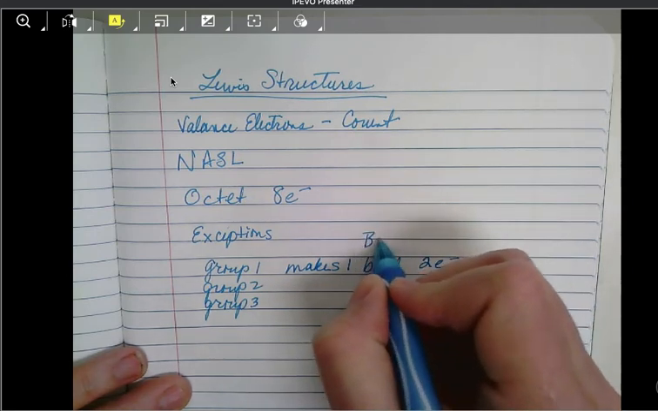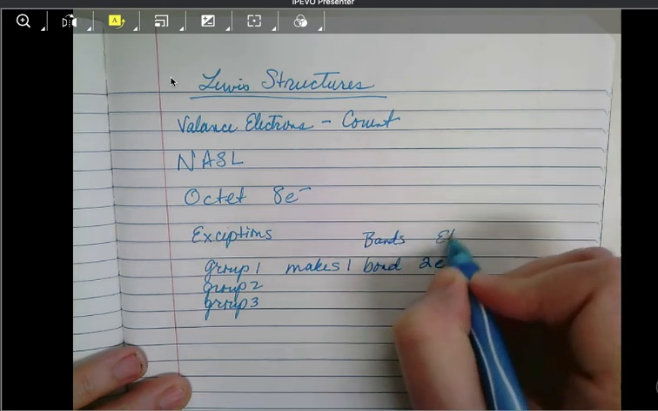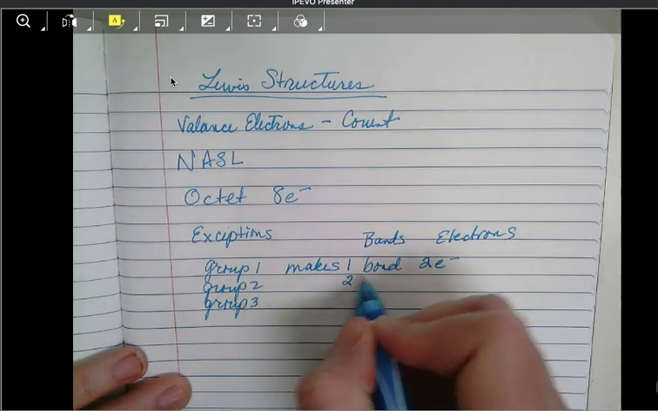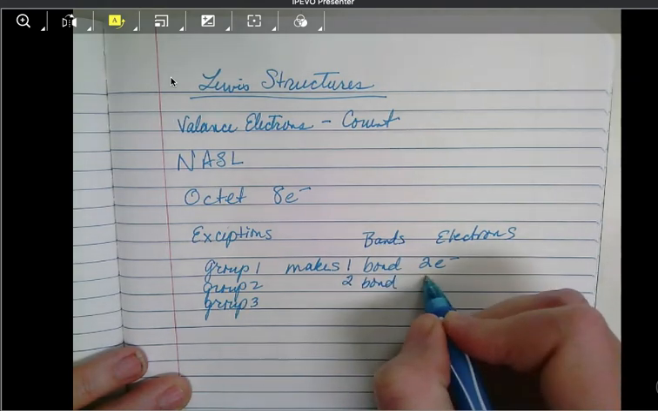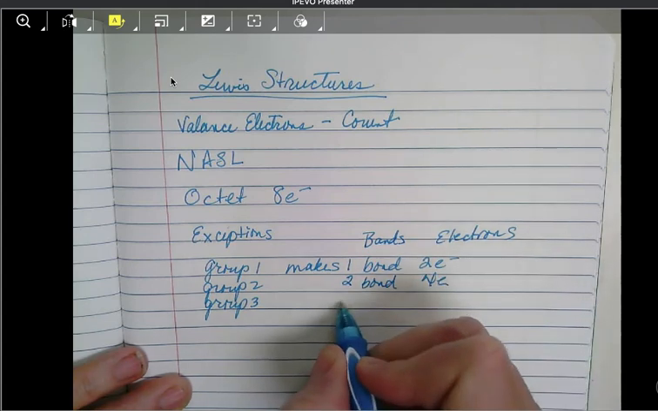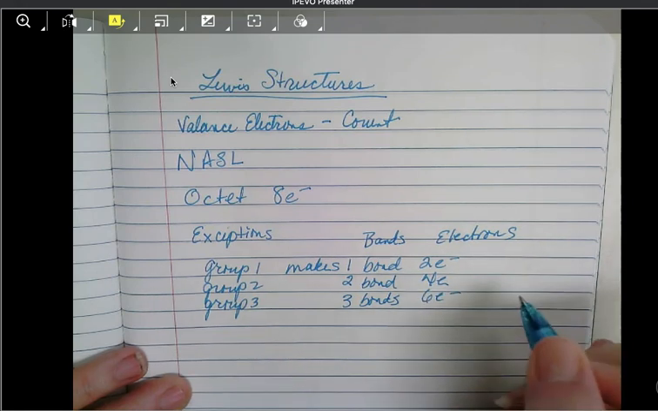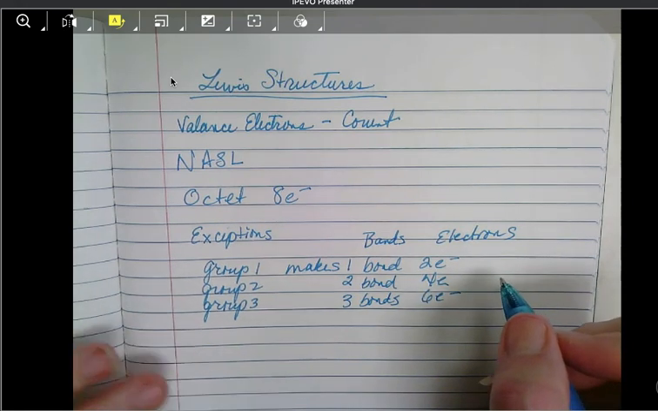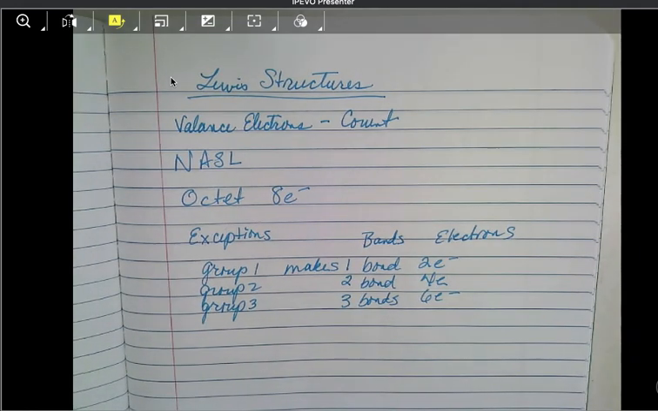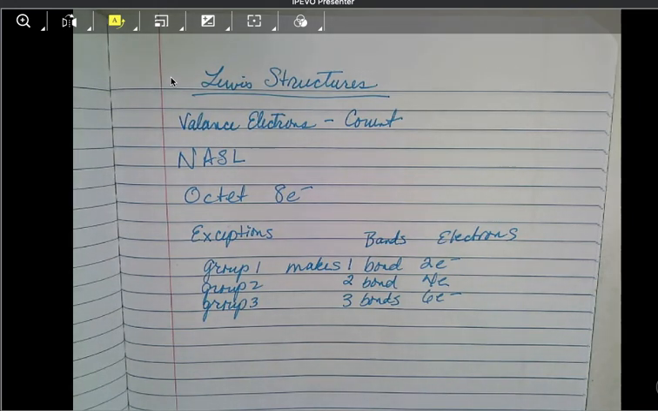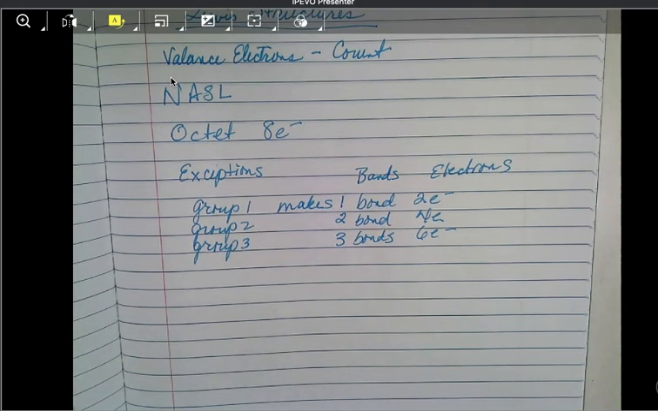So this is going to be our bonds. This is going to be our electrons. Group 2 makes, you figured it out, 2 bonds, which means 4 electrons. Group 3 makes 3 bonds, which is 6 electrons. Everybody else is going to have 8. Okay, so far so good? Hopefully. If you start having issues, you should write down your questions so that we can go over them together in class. Hopefully we'll get a chance to go over this in class today.